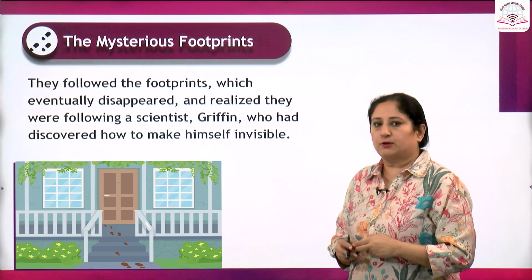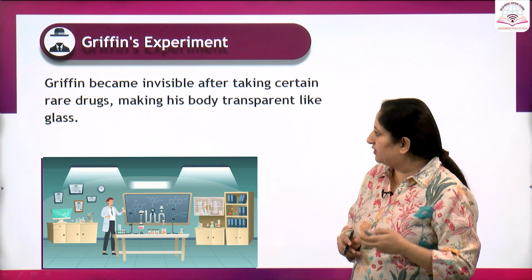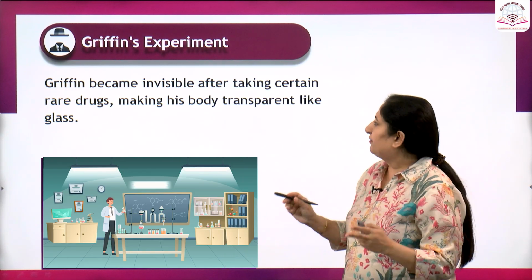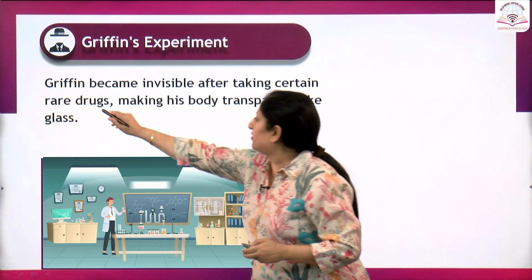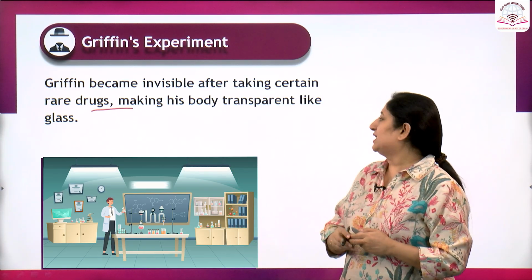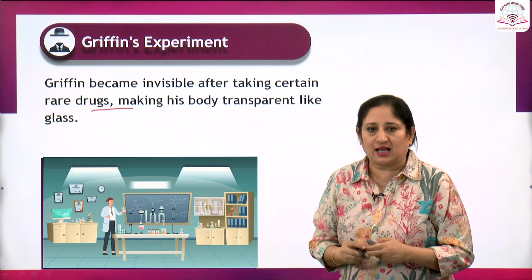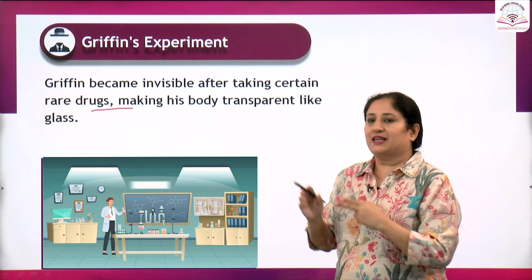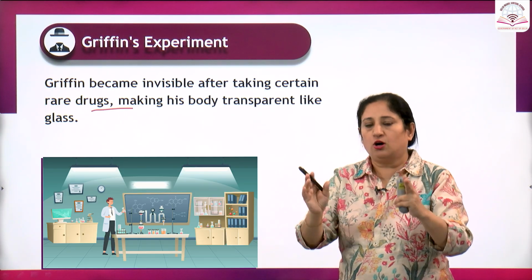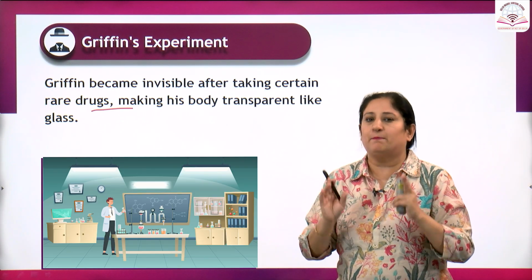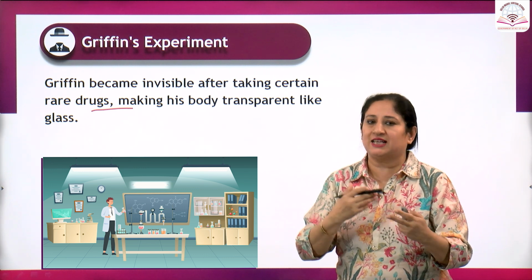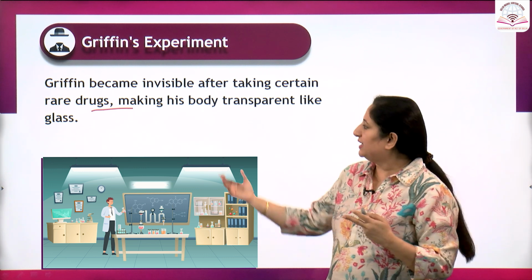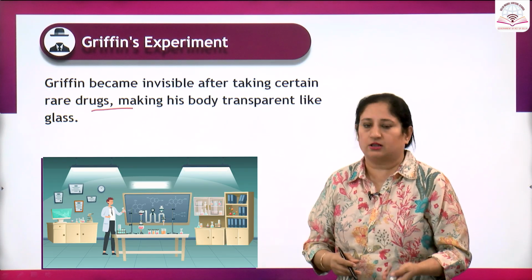Now let's explore another event of the story where Griffin became invisible after taking certain rare drugs, making his body transparent like glass. So Griffin became invisible, though his body was solid, it became transparent. That is, you cannot see Griffin when he inhaled that rare drug.